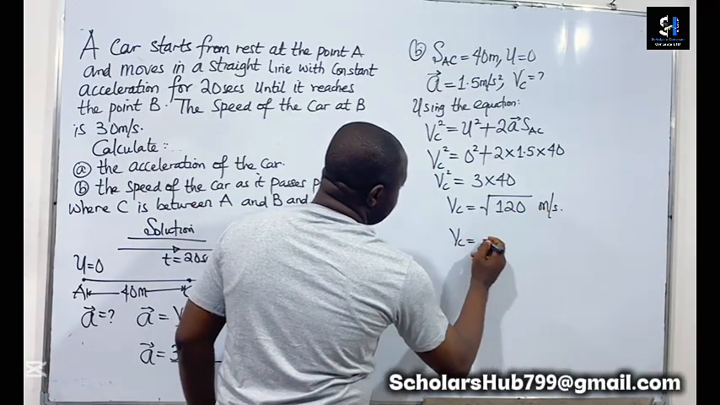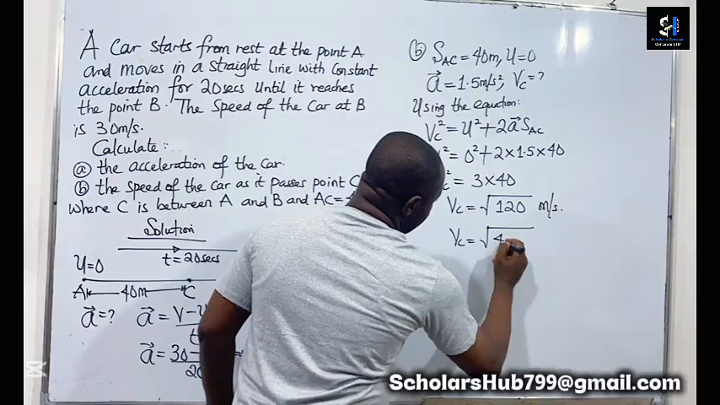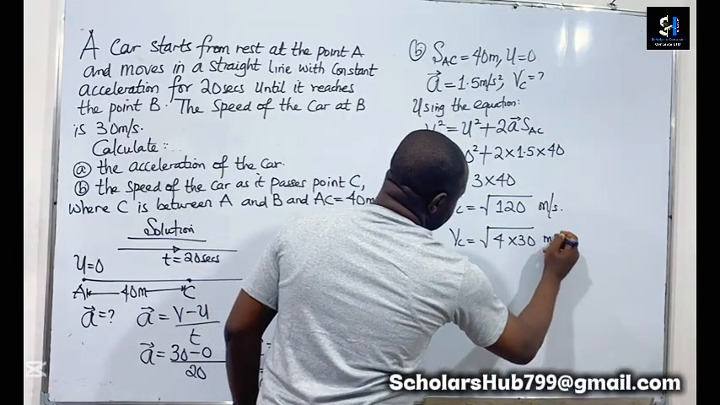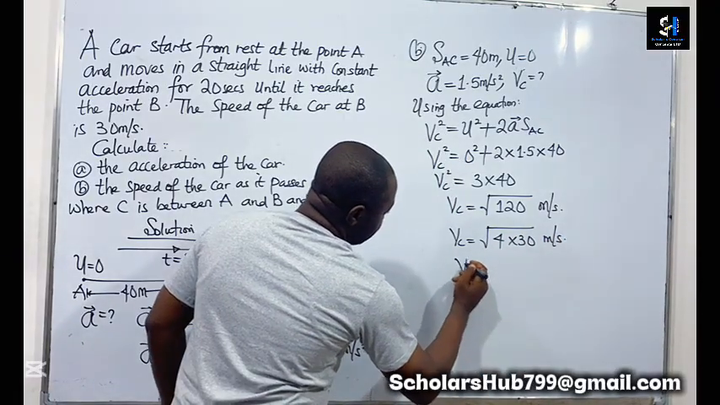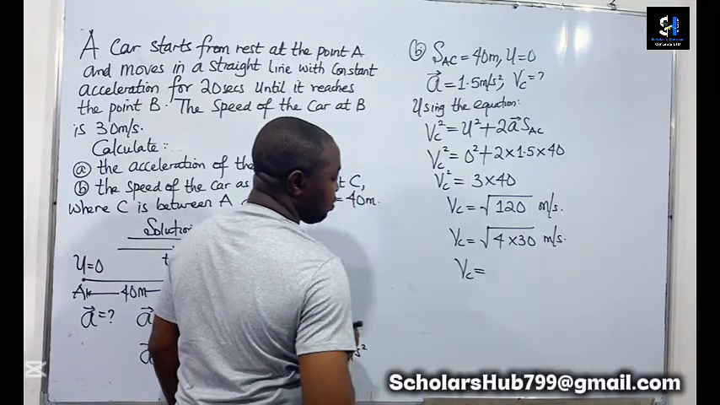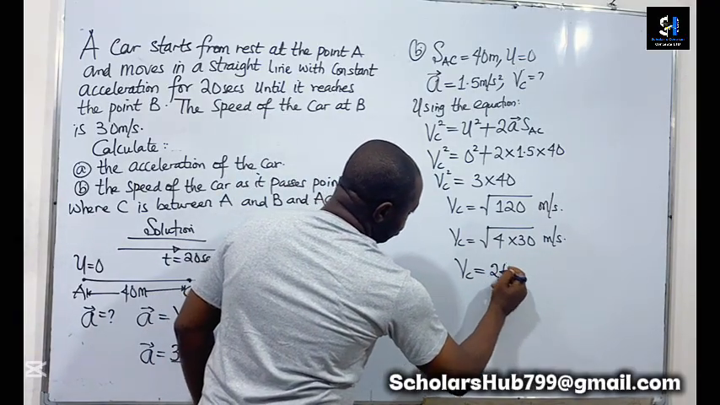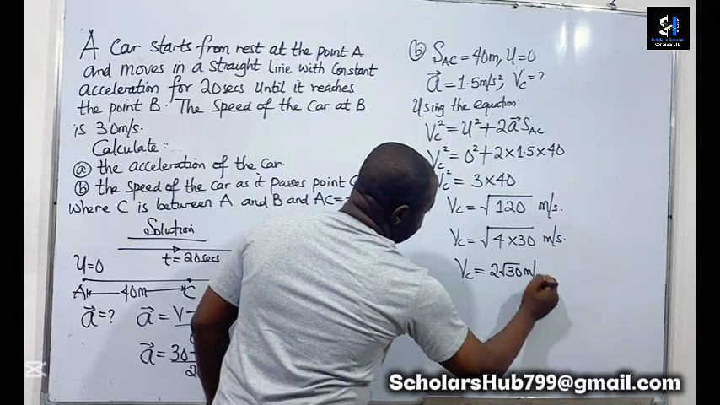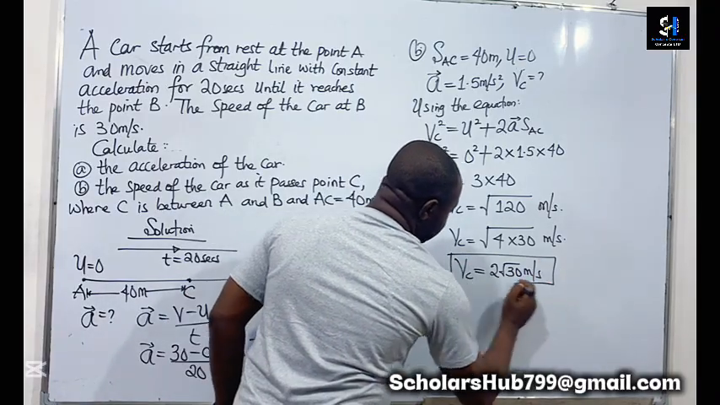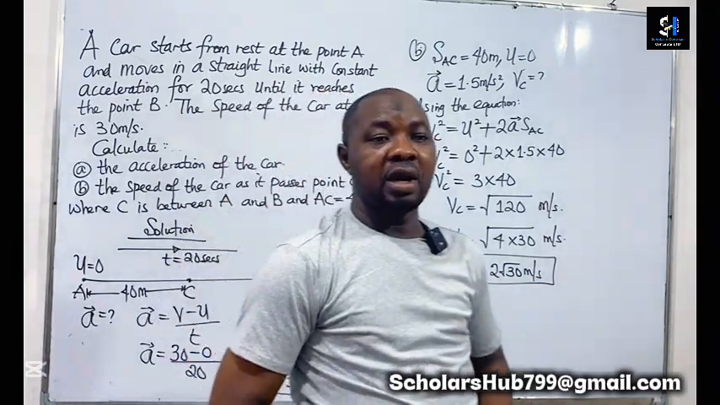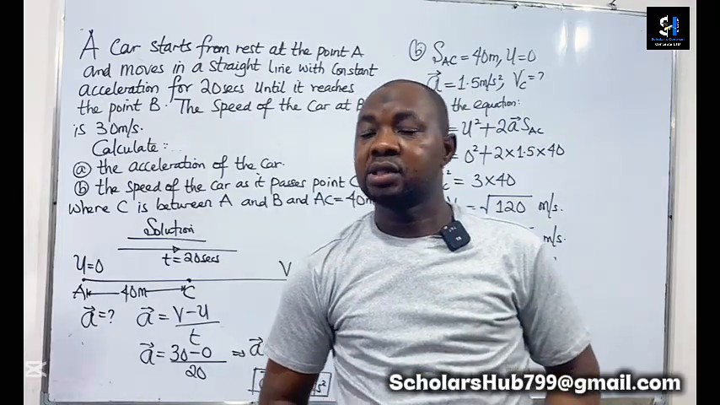Then this will be the same as the square root of 4 times 30. Let me simplify this. Then the speed of the car as it passes through point C will be 2 root 30 meters per second. So this is the speed of the car as it passes point C.